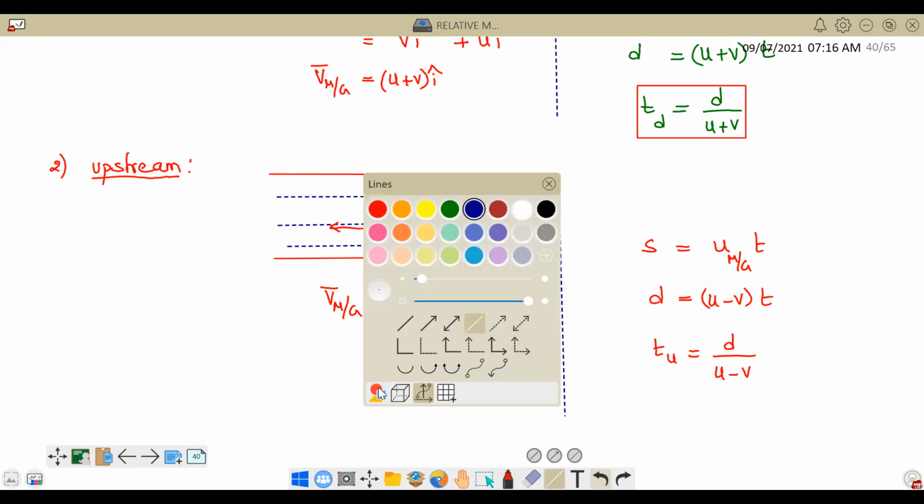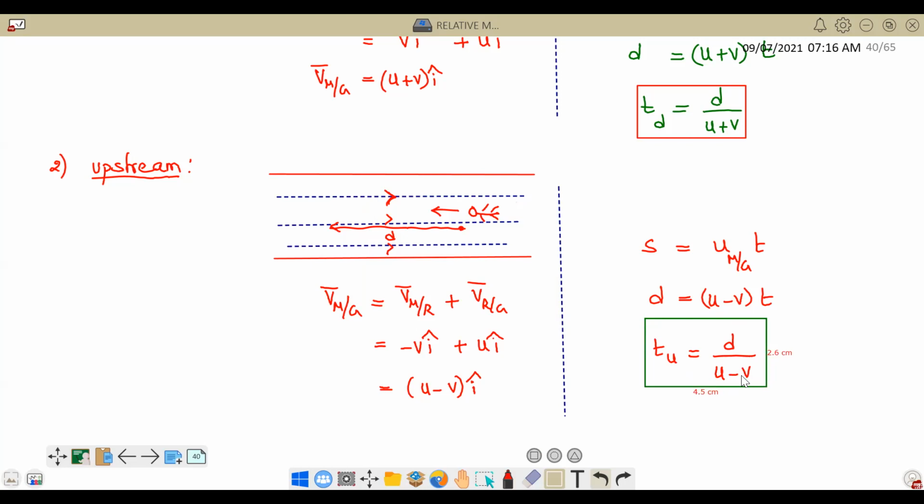And what is meant by u? Please remember, u is the river flow. And what is meant by v? The velocity of man with respect to river, or his effort also. Please note this down.